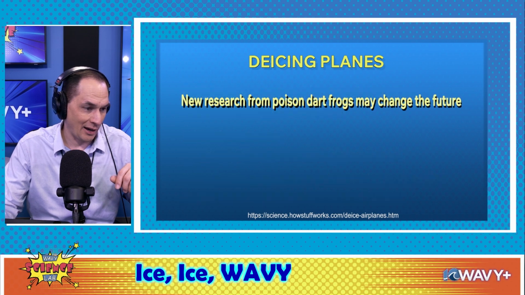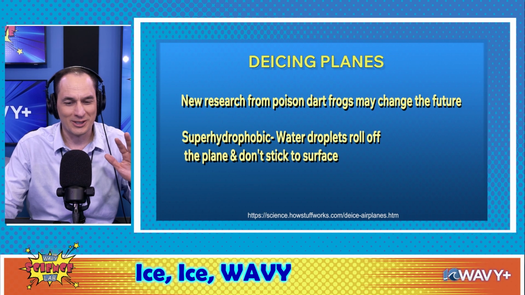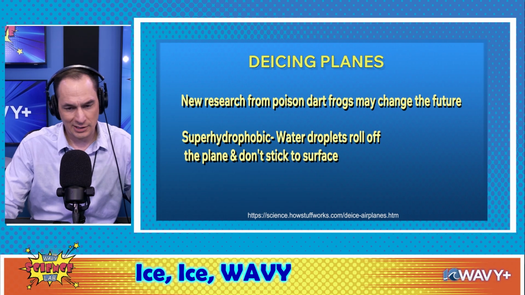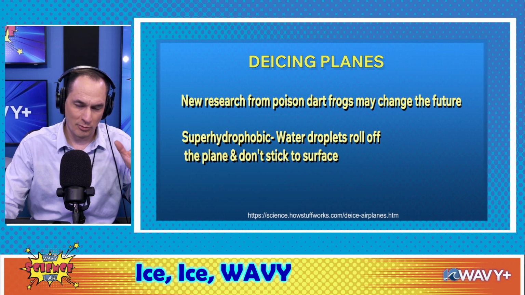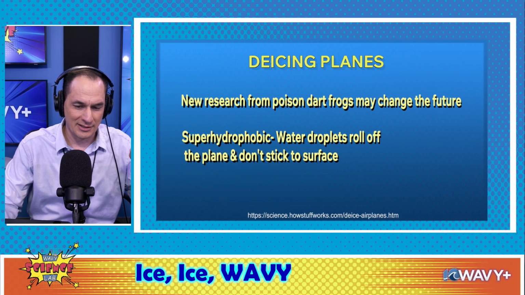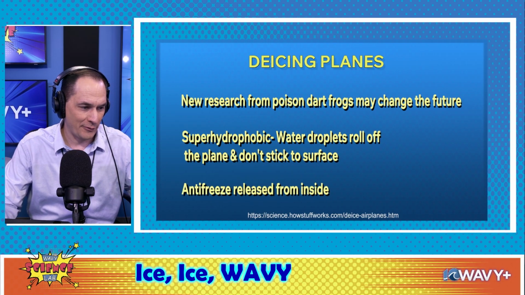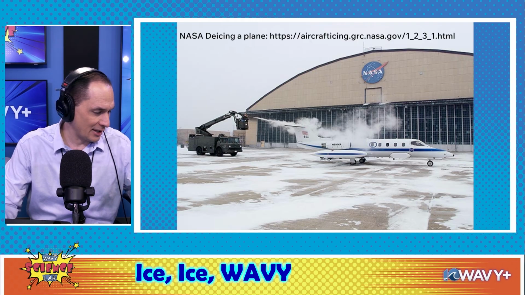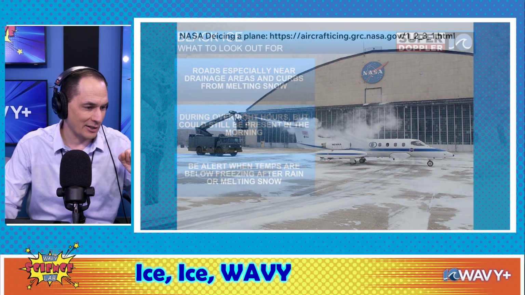But yeah. So new research from poison dart frogs can change the future. They make possibly super hydrophobic water, right? It doesn't mix, it doesn't collect, it rolls right off the plane and doesn't stick to the surface. So an antifreeze is released from the inside of the plane in small little batches there. So that's something that they may use in the future. And this is NASA. They're de-icing their plane there and using a truck to do it. So very cool. That's an aircraft.